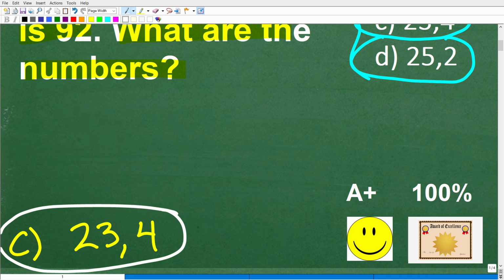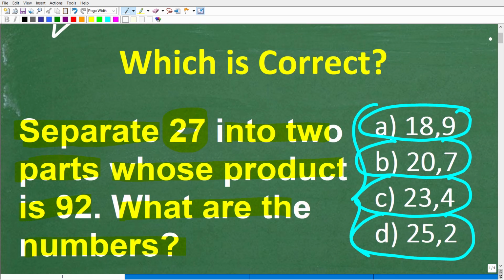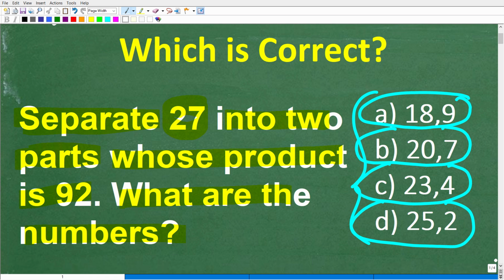Now, if you got that right, you definitely get a happy face, an A plus, and 100%, and a certificate of excellence for being able to figure out this math problem. And this particular math problem can be very easy to solve with just basic math when we have our little multiple choice answers here, because one of these answers is the correct answer. Obviously, the answer is C.